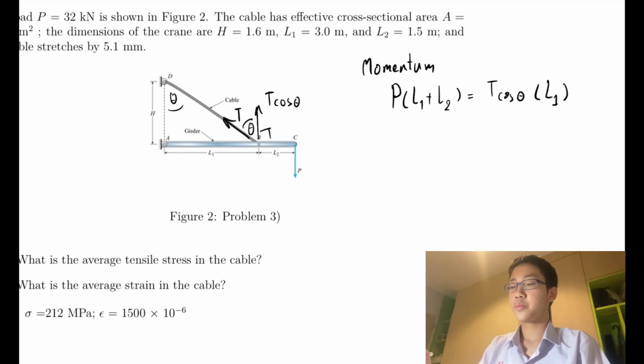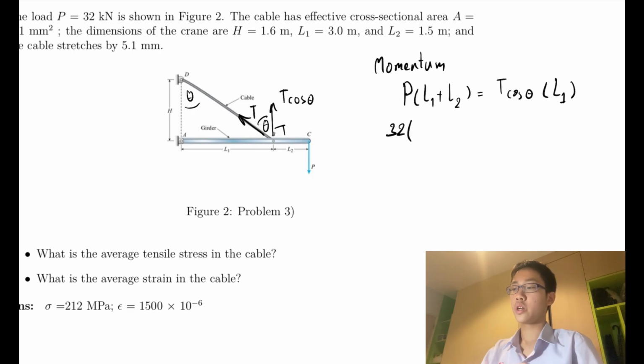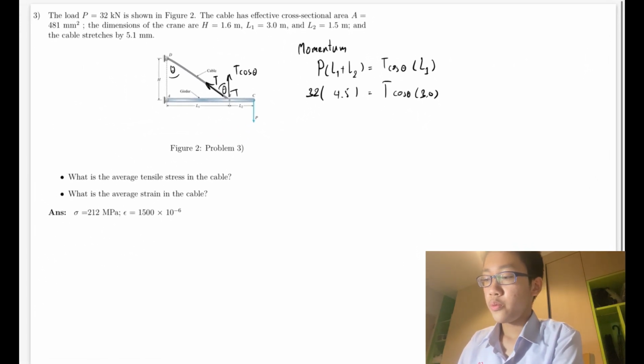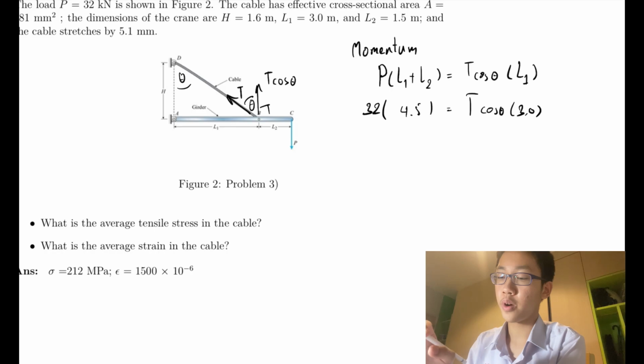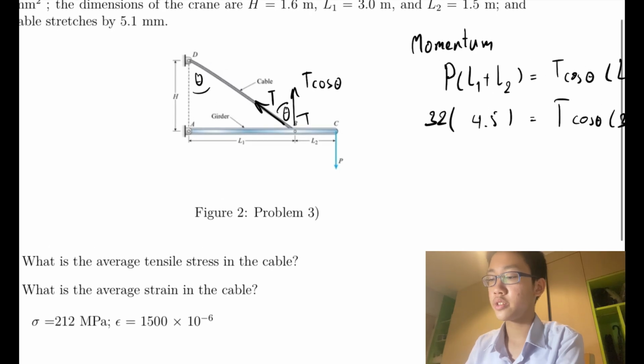The problem gave us P, which is 32 kilonewton, and it gives L1 and L2, which are 3.0 meters and 1.5 meter respectively. So this will be 4.5, and T, and cos theta, and L1 which is 3.0. We can find cos theta by Pythagoras, from H and L1. H and L1 are given, so we can find the length of the cable, which is dB.